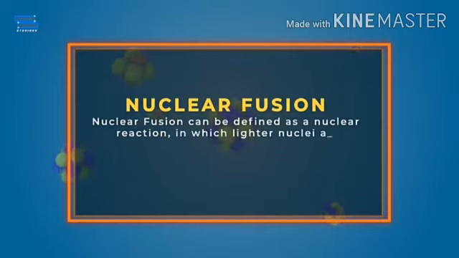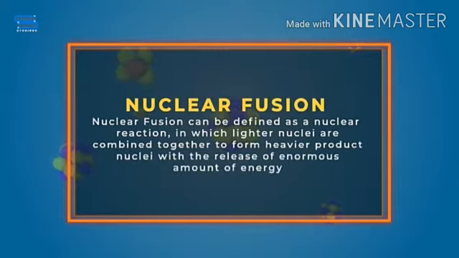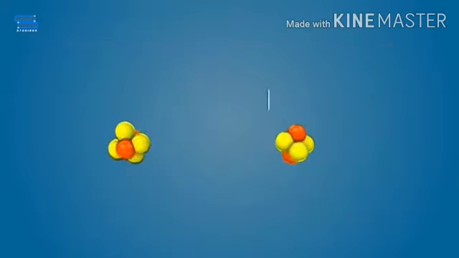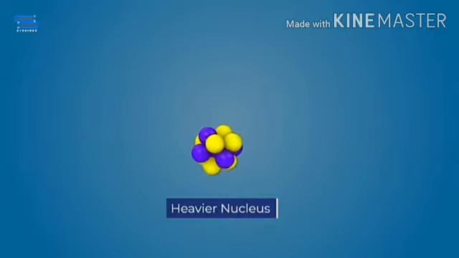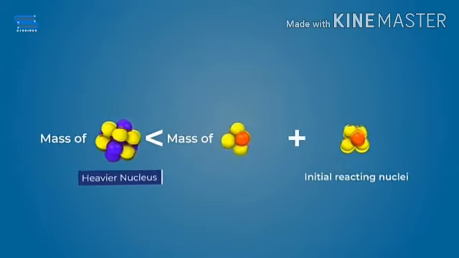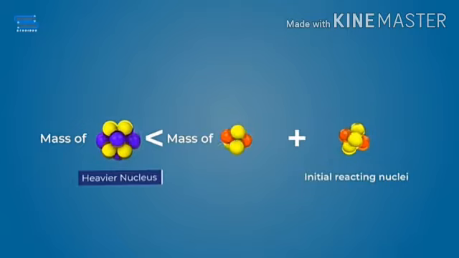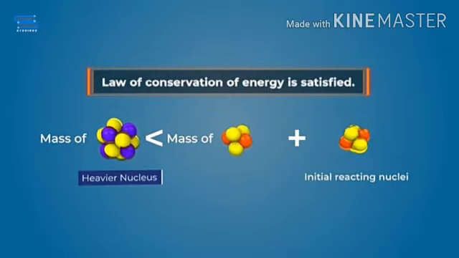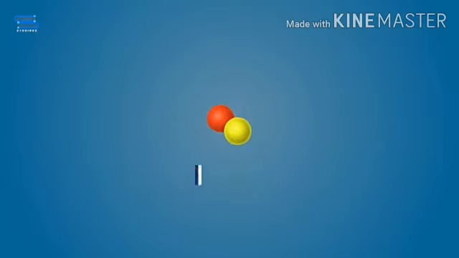First of all, nuclear fusion. When two lighter nuclei combine to form a heavier nucleus, during this time an enormous amount of energy is released. This process is known as nuclear fusion. Example: two hydrogen isotopes combine together to form helium nuclei. During this time, an enormous amount of energy is emitted.